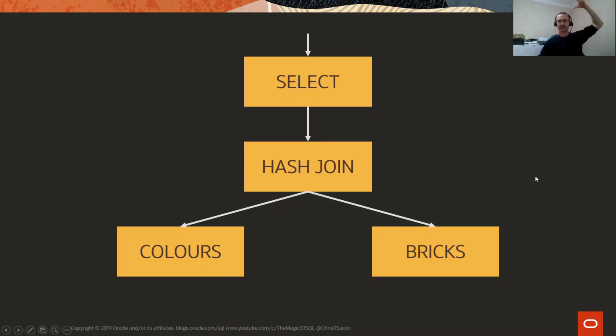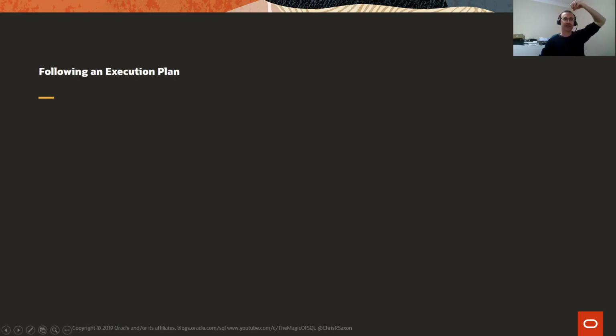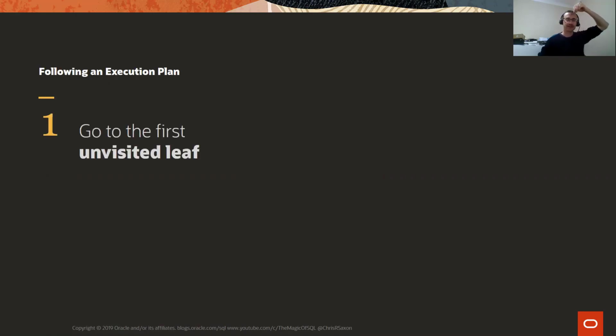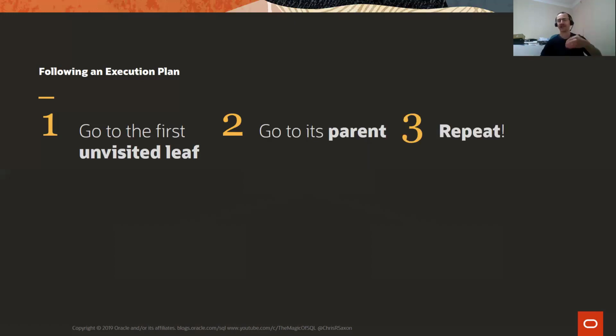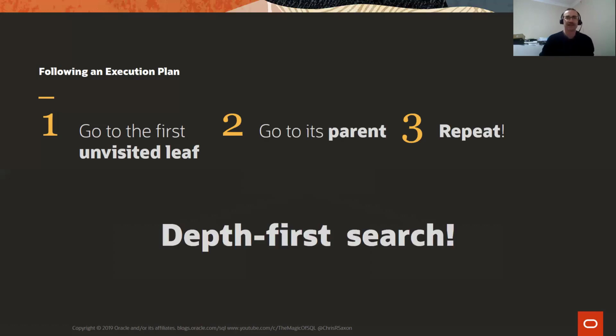Well, whenever generally traversing a hierarchy, you start at the top, the root, and then work your way down to the first unvisited leaf. So that is right down to the bottom. That would be that full scan of the colors table. Once you've got there, you then go back up to the parent of this operation. And having done that, you then repeat the process. So we go to the join, go down to the next unvisited leaf, which would be the full scan of bricks, go back up to the parent, and so on and so forth through the plan. So this is a depth-first search of the tree. So start at the top, go down to the first leaf, back up, and keep recursively doing this.